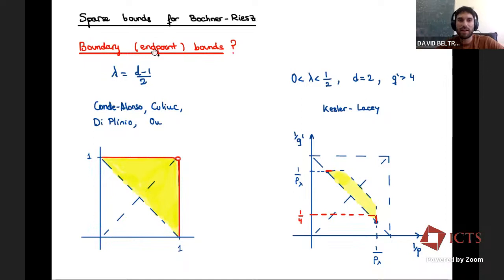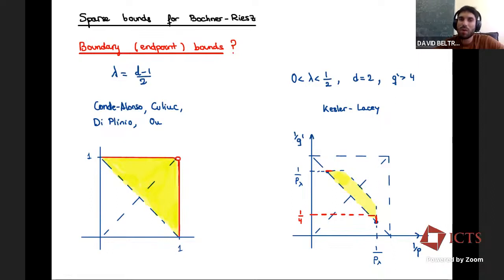So with the previous approach and machinery, some boundary endpoint sparse bounds were obtained. And at the critical index, lambda equals 1/2, this was obtained by Conde-Alonso, Culiuc, Di Plinio, and Ou. This can be seen as the extension of Christ's result, where remember that was weak type 1-1. So they proved this boundary edges all the way up, except for the 1-1 endpoint, which is unknown to the best of my knowledge. It's not decided whether it should be true or false.